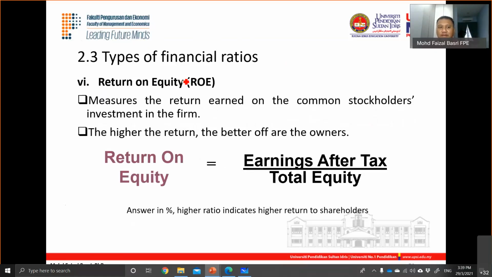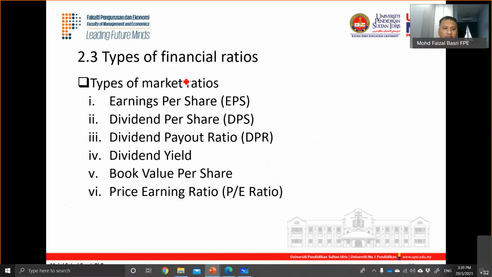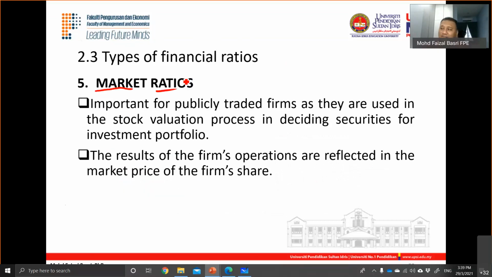So far, how many do we have? Liquidity 3, leverage 3, that's 6, and then we have 5 from activity, so 11, and then we had 6 for profitability. So far we have about 17 ratios. The last one, market ratios, you might see another 5 or 6. So 17 plus 6 are 23 ratios altogether.